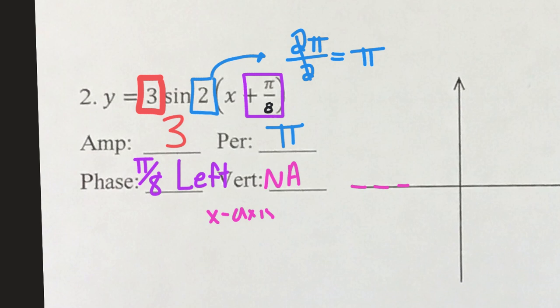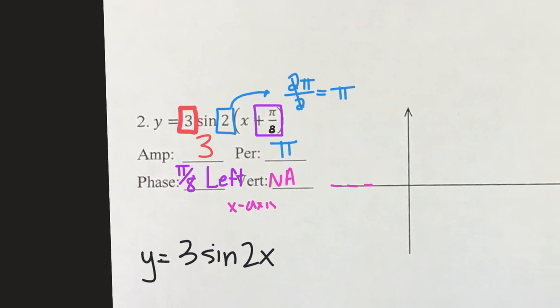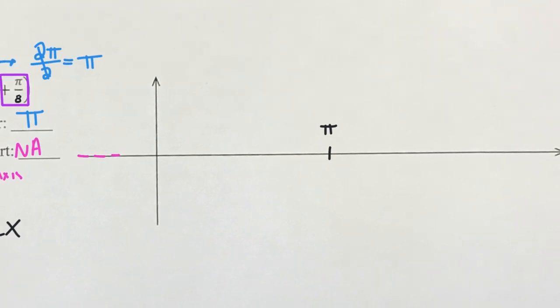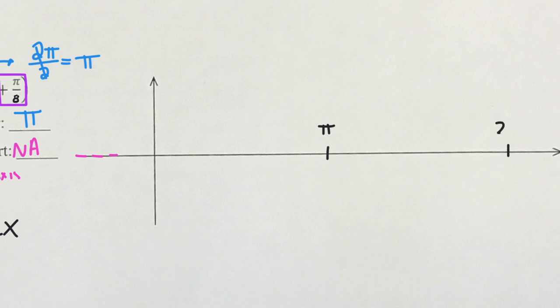Okay, so we're going to graph our basic, and I say basic, it isn't really that basic. It has an amplitude change and a period adjustment. So we're going to graph 3 sine of 2x. Okay, so this is our graph without the phase shift. 3 sine of 2x. So we have a period of pi, so we come over an arbitrary amount and you put in a pi. Okay, and then you go that same arbitrary amount to make it 2 pi.